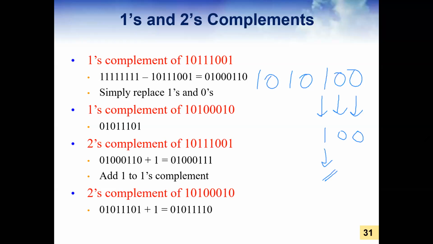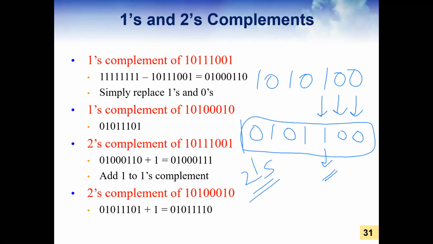Now after flipping, this 0 will be 1, this 1 will be 0, this 0 will be 1, and this will be 0. This is the 2's complement, directly, without first getting the 1's complement and then adding 1. So whatever you like, you can use it: direct 2's complement, or get the 1's complement first and add 1.